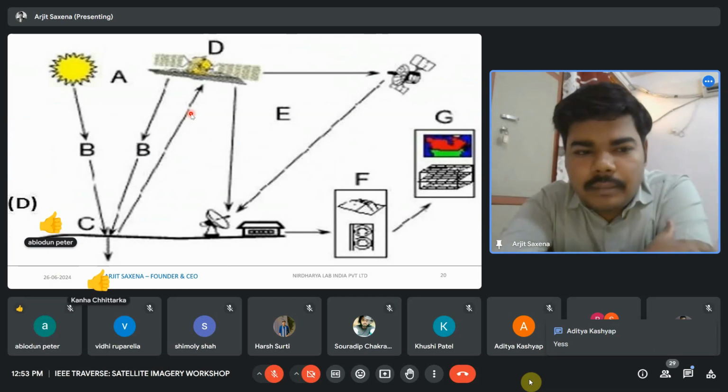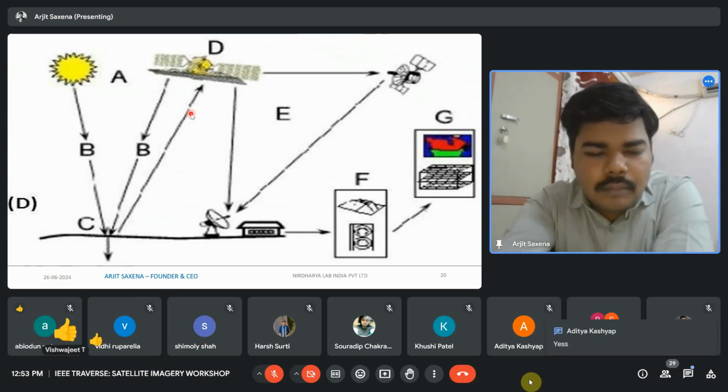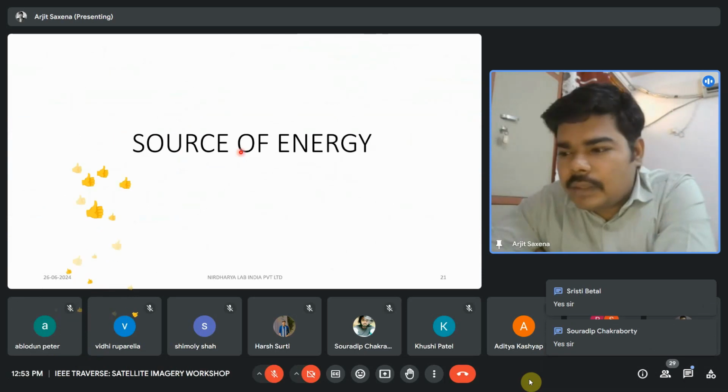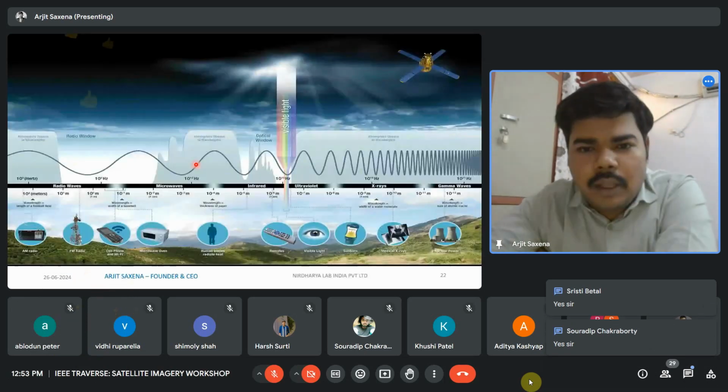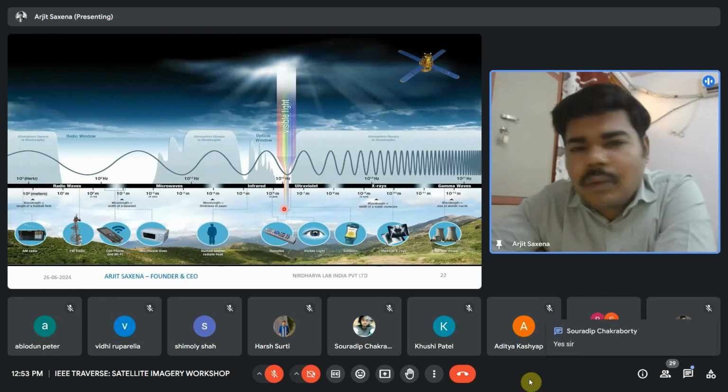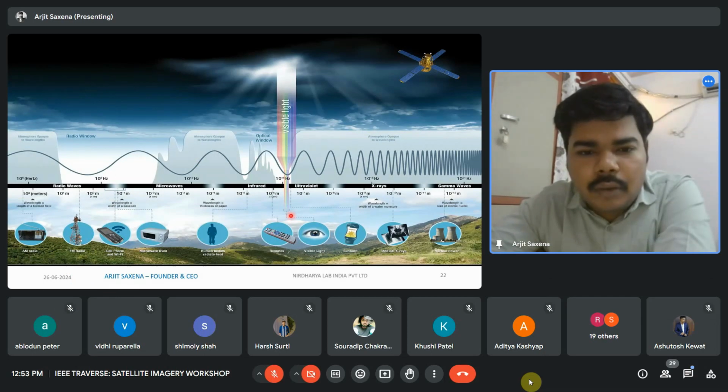Is this image clear to everyone? Okay, now the source of energy is basically your light, your visible light, which you can see through a prism. This was derived by Isaac Newton. So how does this happen? You have different forms of spectrum like radio waves, microwaves, infrared, ultraviolet, x-rays, gamma rays. Majorly in remote sensing you are utilizing radio waves or microwaves, somewhat of the infrared waves. You're not going on to x-rays or gamma rays.